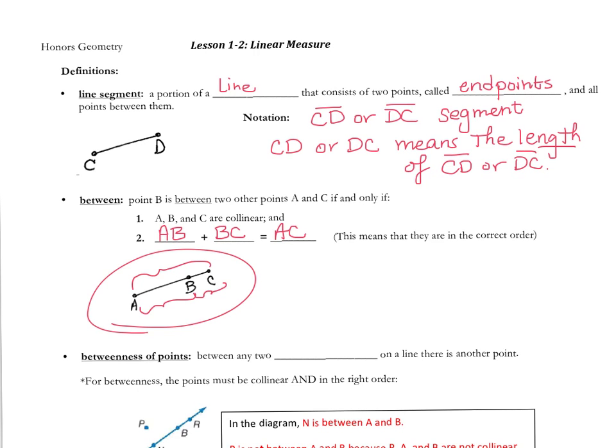Now, for example, in the betweenness idea on the segment here, AB plus BC equals AC because of the order in which the letters are arranged. If, for example, your segment had endpoints of A and B with C between them, it would no longer be AB plus BC equals AC. The correct equation would be AC plus CB equals AB.